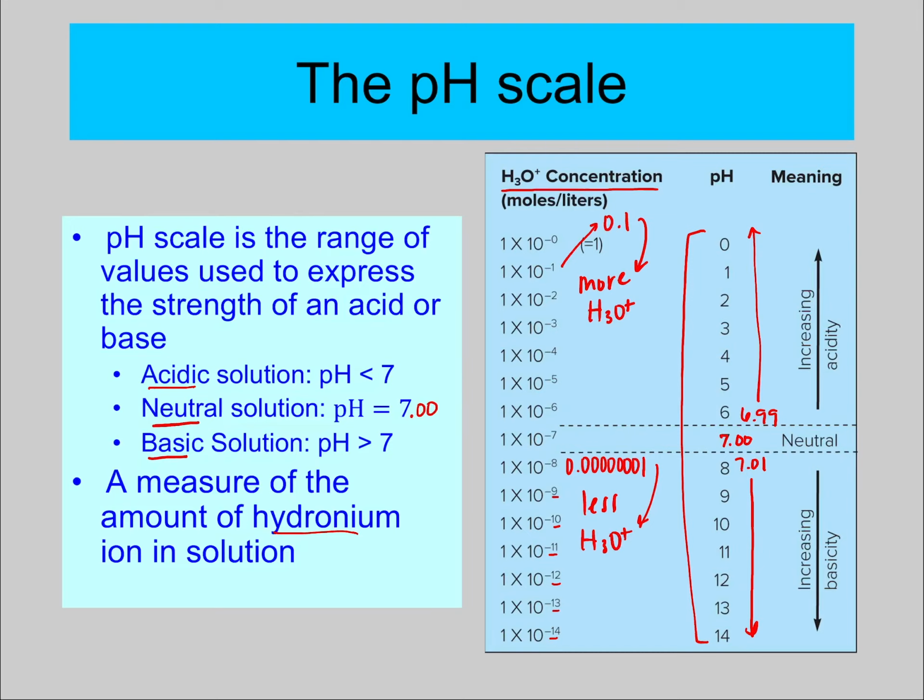What's happening here is because this has less hydronium, it's actually going to have more hydroxide. If you remember back to the ionization of water, the hydronium component tends to be acidic, and the hydroxide component tends to be basic. So it's like a seesaw. When one goes up, the other goes down. When we're at a pH of 7, the amount of hydronium equals the amount of hydroxide. So they cancel each other out, which leaves us with a neutral pH.